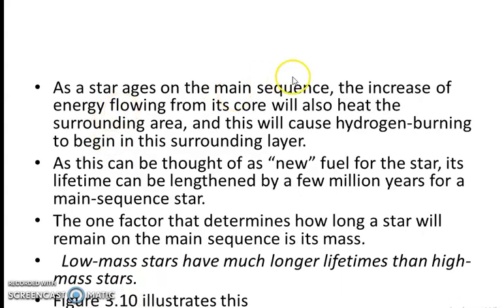And as a star ages on the main sequence, the increase of energy flowing from the core will also hit the surrounding area, and this will cause hydrogen burning to begin in the surrounding layer also. So when the core temperature increases, the temperature of the surrounding layers increases. So the temperature there also becomes fusion temperature. A high temperature is needed to start fusion. So fusion starts there too.